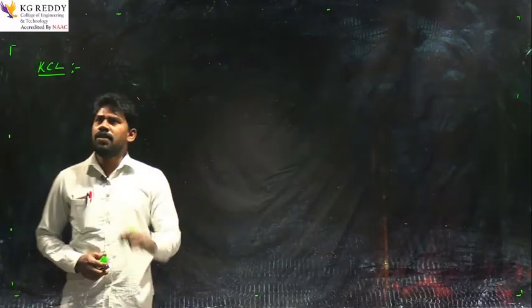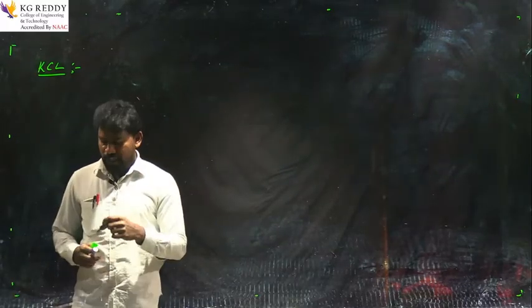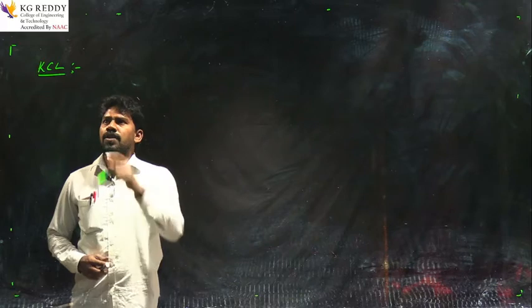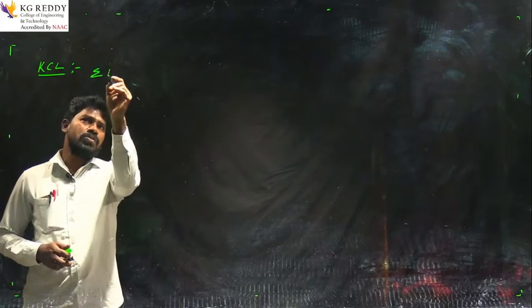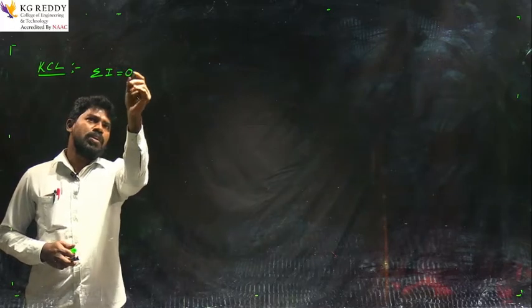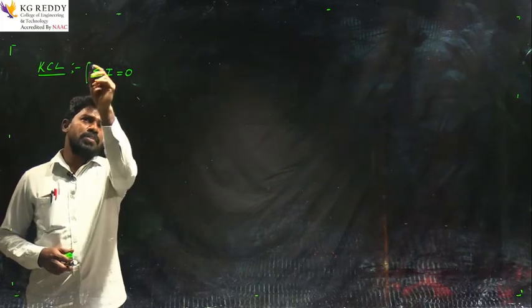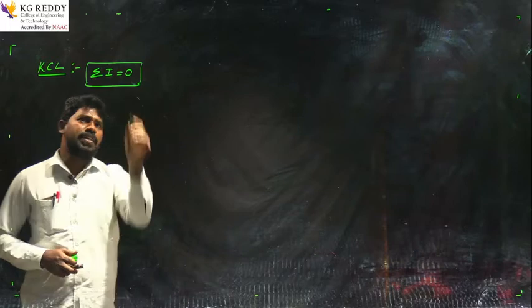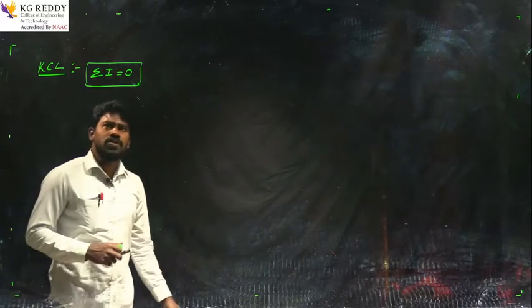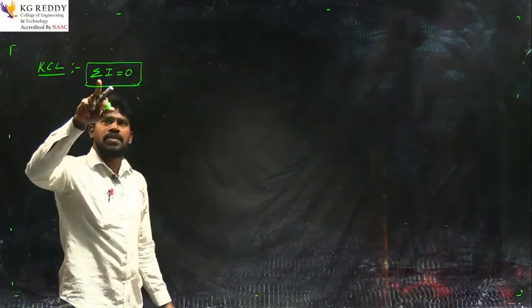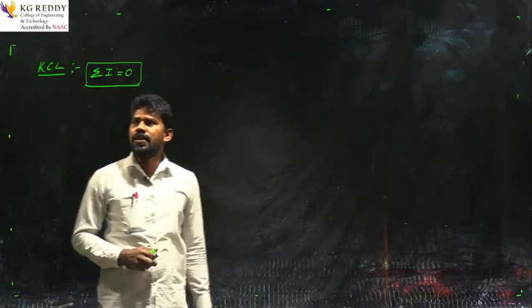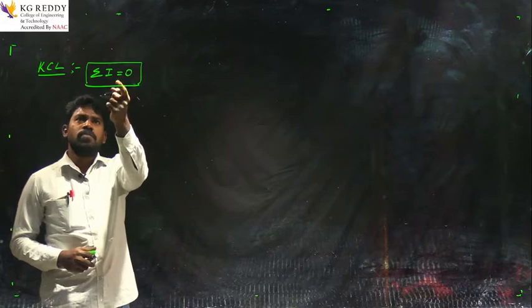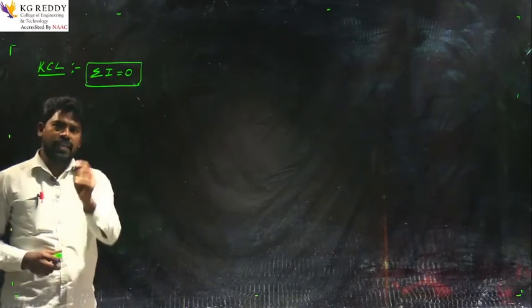The Kirchhoff current law states that the algebraic sum of currents at any node is equal to 0. Here I represented it mathematically as summation of I is equal to 0. Now we are going to apply the same technique to our electrical network.